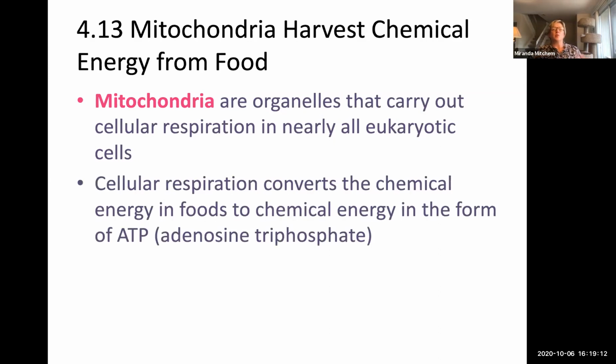So what cellular respiration does is it takes the energy from our food, so it's in the form of a chemical, and it converts it to this other molecule called adenosine triphosphate, which is abbreviated as ATP. It's energy. The currency of the United States is the dollar. The currency of the cell is ATP.